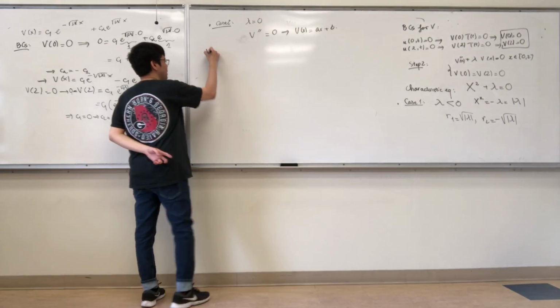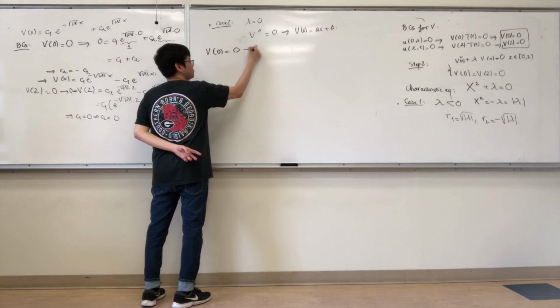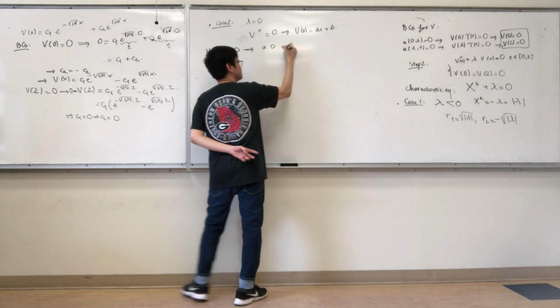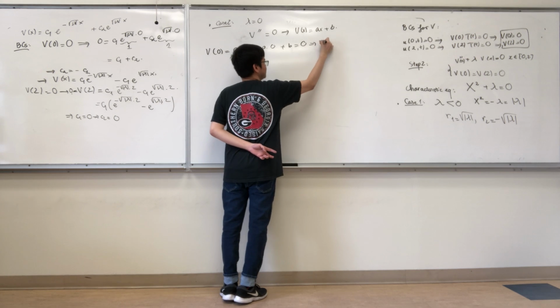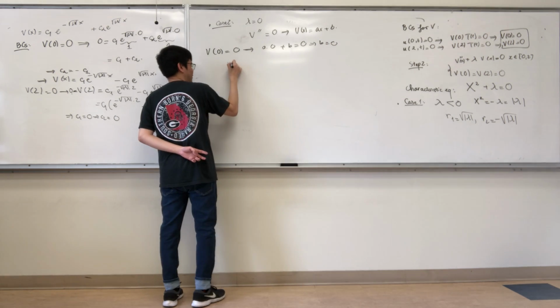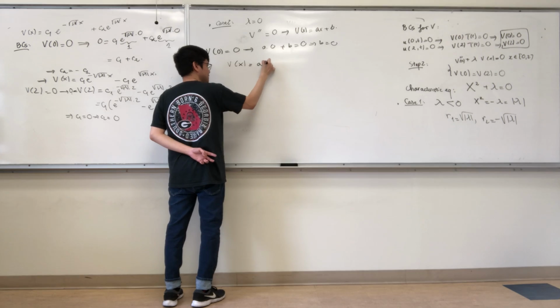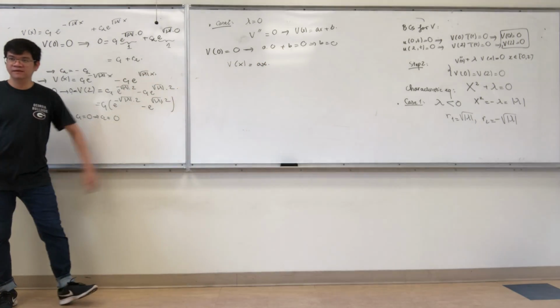Now you're going to use the first boundary condition. v of 0 is 0, which means that a times 0 plus b is 0, which means that b is 0. So now I modify v of x to be ax. Alright? So I explain again.